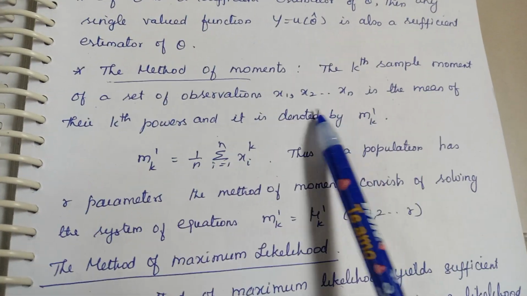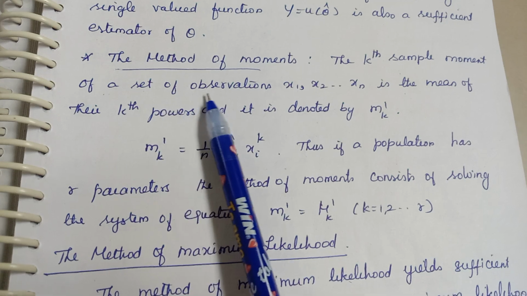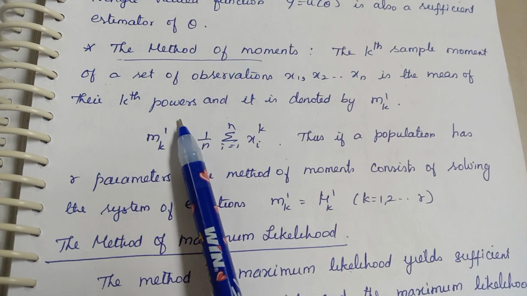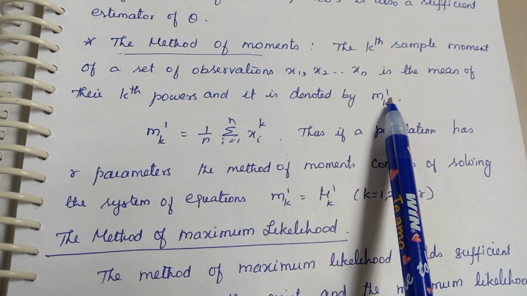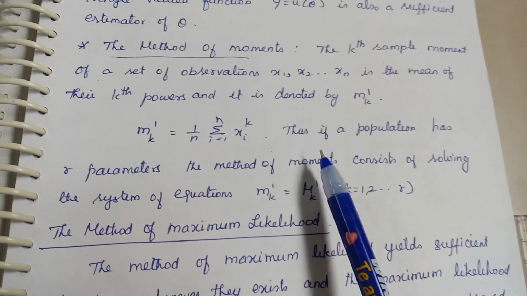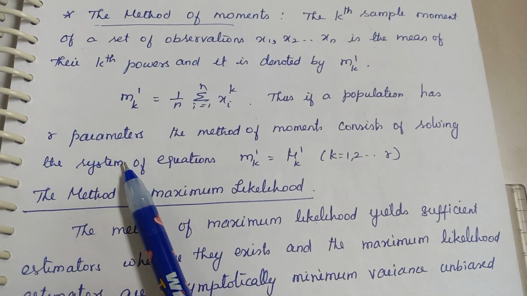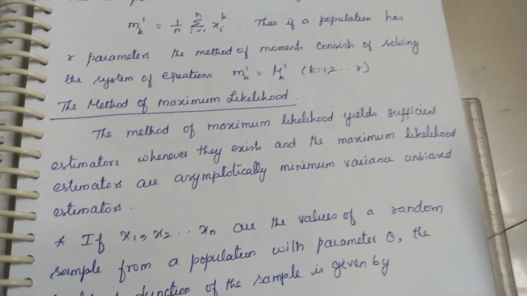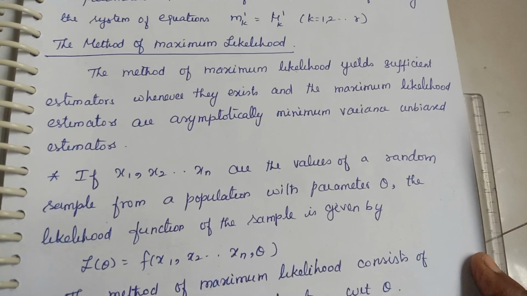Next one is method of moments. The kth sample moment of a set of observations x1, x2, etc., xn is the mean of the kth powers, and it is denoted by mk dash. This is the moment. Thus, if a population has r parameters, the method of moments consists of solving a system of r equations.